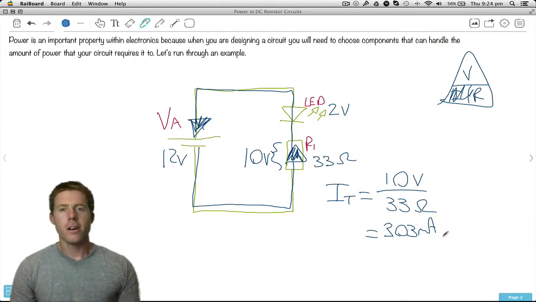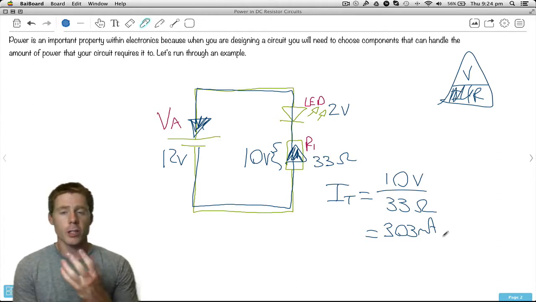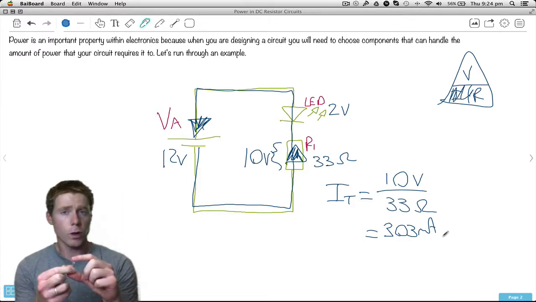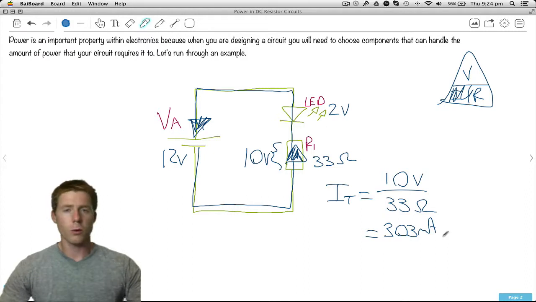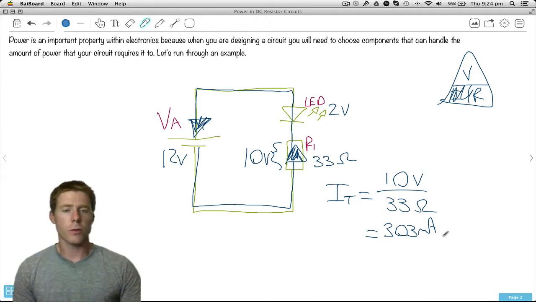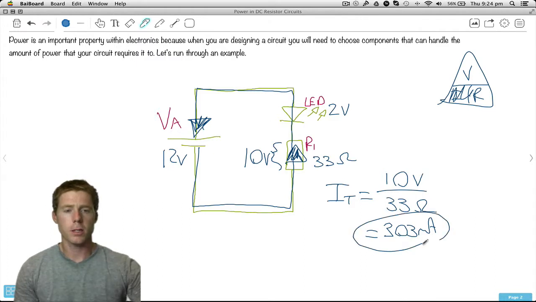Alright, so that was a little bit interesting. We found that we had a 12 volt power supply. That was all good. We found we had an LED, a nice red LED. It was going to get 2 volts of that 12, and then we had a 33 ohm resistor right here. All of that put together gave us a current of around about 300 milliamps, as you can see here.